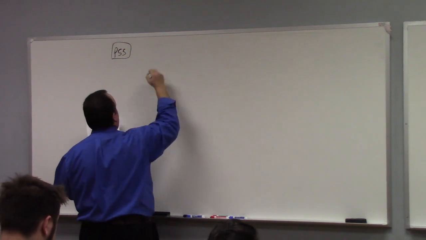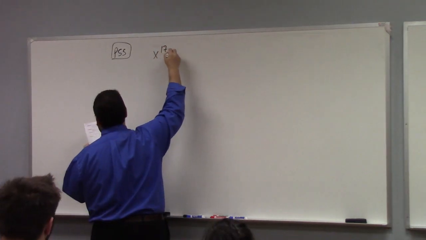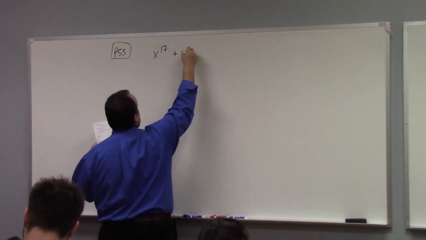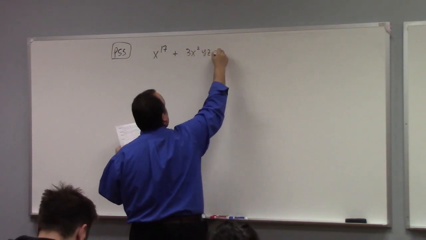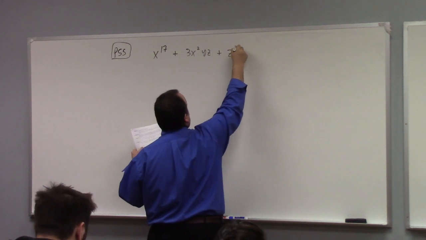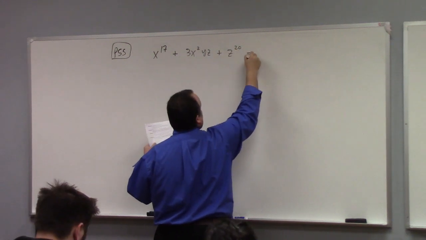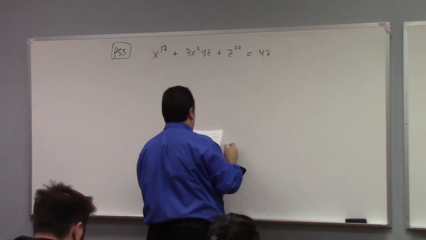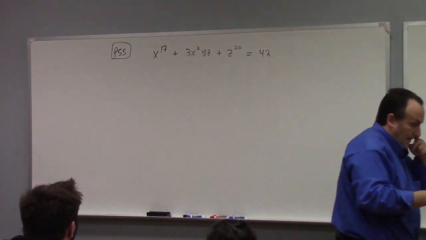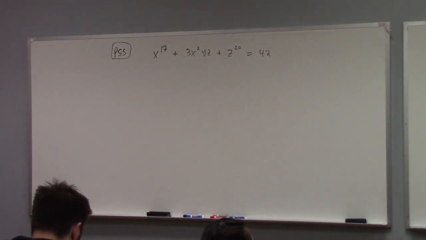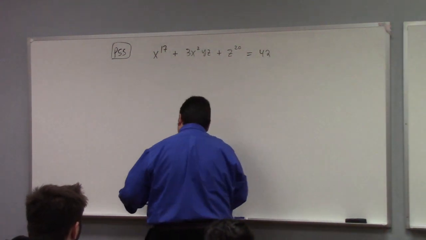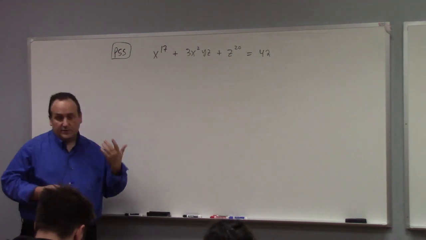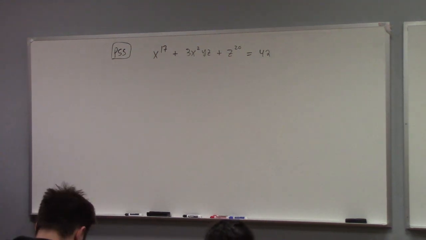All right, suppose you had x to the 17th plus 3x squared yz plus z to the power 20 equal to 42. And I was to try to answer this question. I think the smart way to answer this question is to take the total differential of the equation that you're given and then use that to calculate partial derivatives.